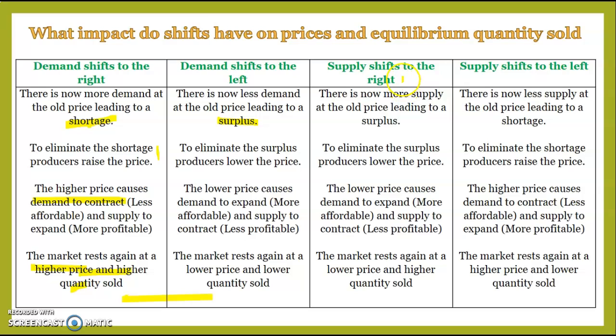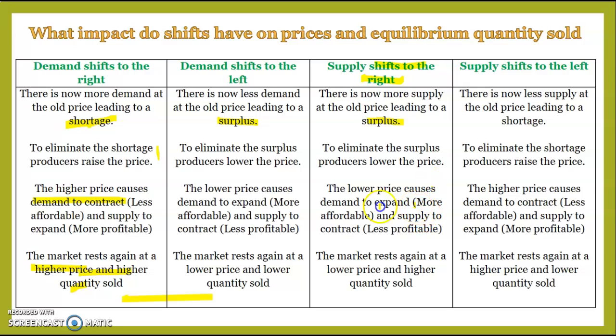If supply shifts to the right, so now producers are more willing to supply at any given price, you're going to get a surplus because demand stayed the same, but there's now more supply. So this might be the case if there's new technology which allows you to produce something faster. Say we're producing chocolate bars and suddenly there's more supply because we've got better technology. We're going to have a surplus of chocolate bars now. To get rid of that surplus, you lower the price. Otherwise, you're going to have some left over.